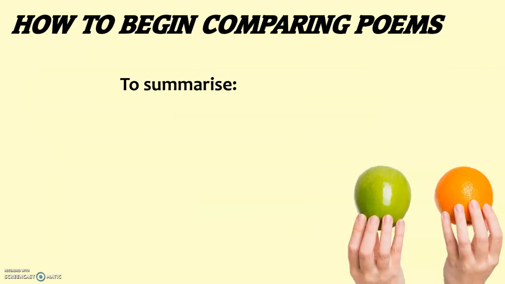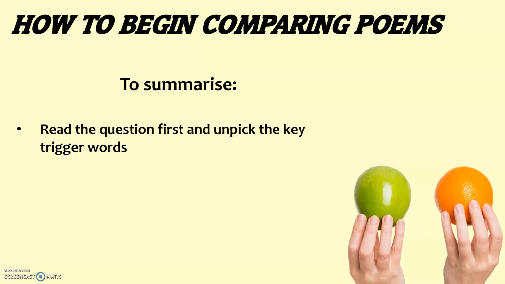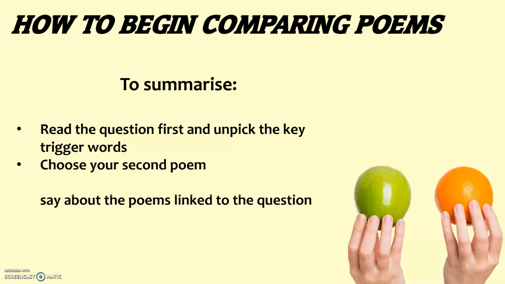So to bring this video to a bit of a conclusion, first thing, read the question and unpick those key trigger words. Make sure you've got those, and I would always encourage you to actually write on your exam paper, you're absolutely allowed to do this, write down what those trigger words are asking you to do. That way, when you start writing your answer, you shouldn't forget that you need to write about the methods. You shouldn't forget that you need to keep comparing all the way through. Make sure, obviously, then you choose your second poem once you've gone through the question, deciding which one also would link to the things that you've been asked to look at.